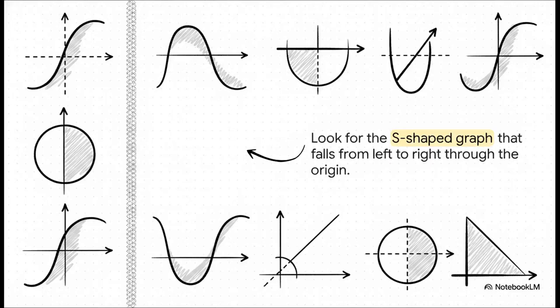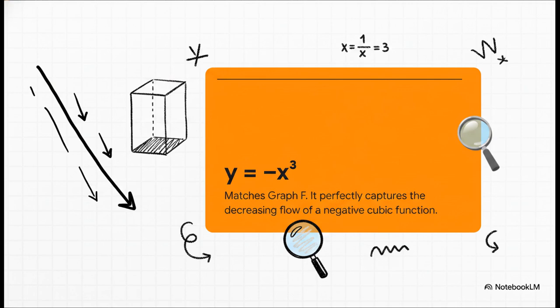Okay, back to the grid we go. Let's scan the options. We are on the hunt for that specific S shape that falls from the top left, cuts through the origin, and keeps going down to the bottom right. Which one is it? There it is. It's graph F. It perfectly captures that decreasing flow of a negative cubic. That's 2 down, just 1 to go. See? We're flying through this.